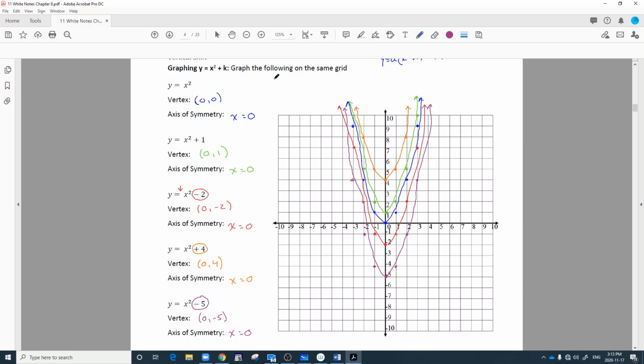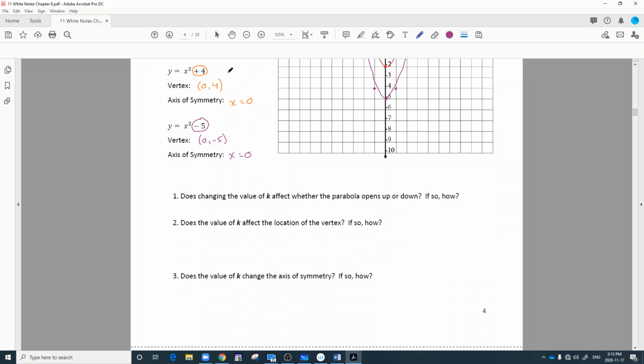Okay, so y is equal to x squared plus k. Let's look at these features in general. Does changing the value of k affect whether the parabola opens up or down? No. Did the value of k affect the location of the vertex? Oh yeah. It's 0 and then whatever the k value is. So for example, if you have y is equal to x squared plus 2, your vertex is at (0, 2). If you have y is equal to x squared minus 3, your vertex is at (0, negative 3).